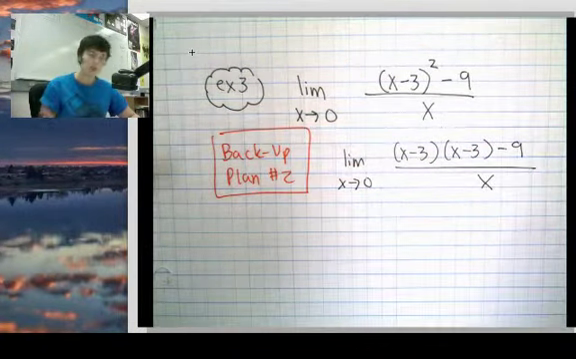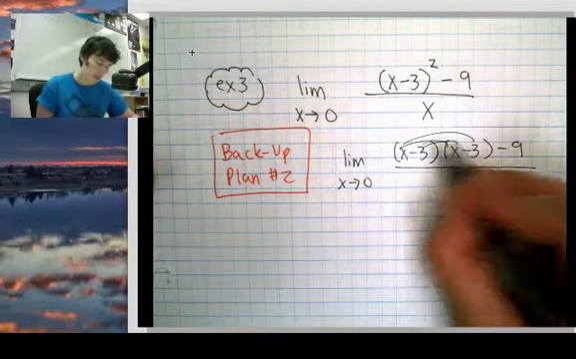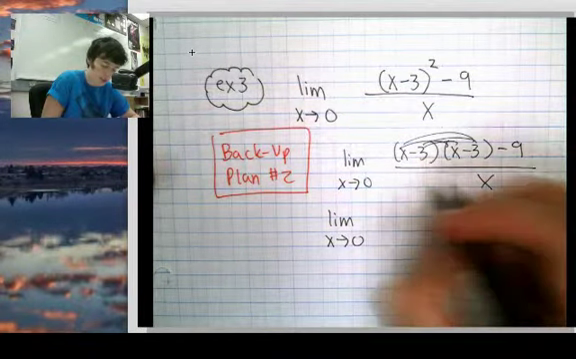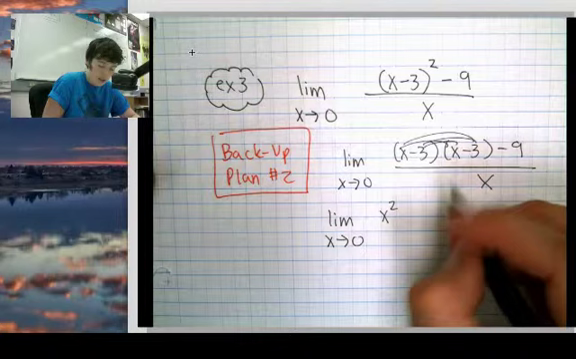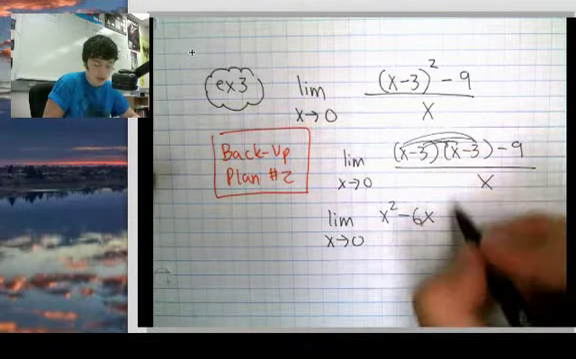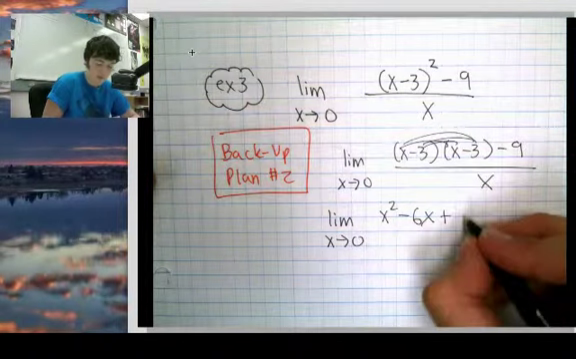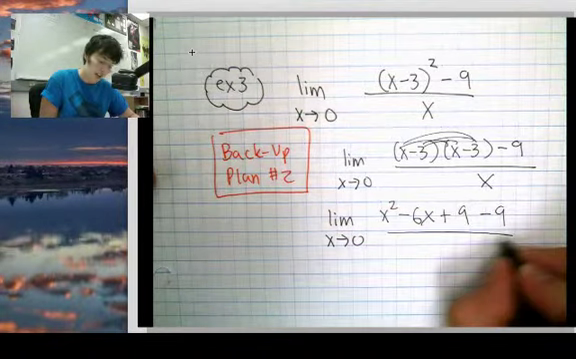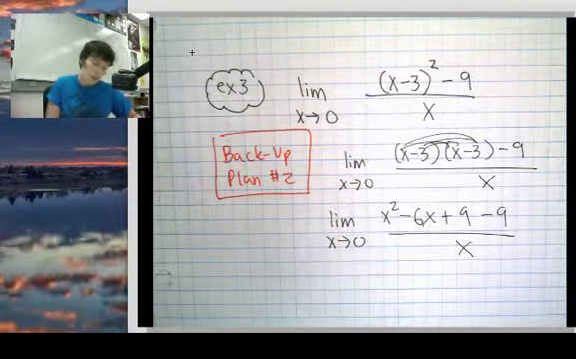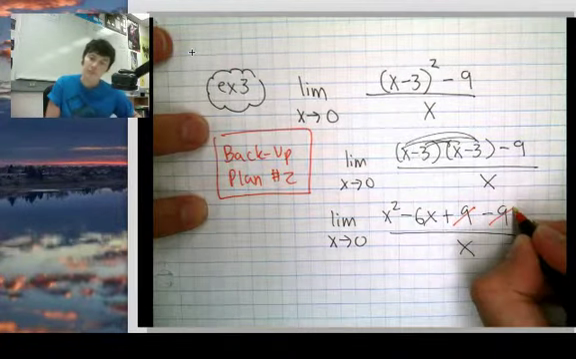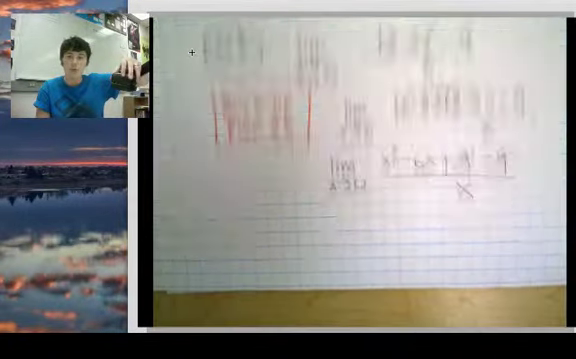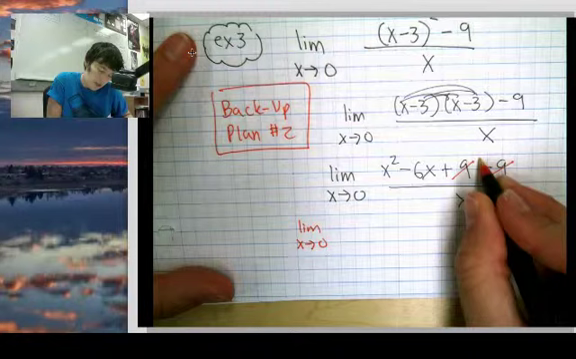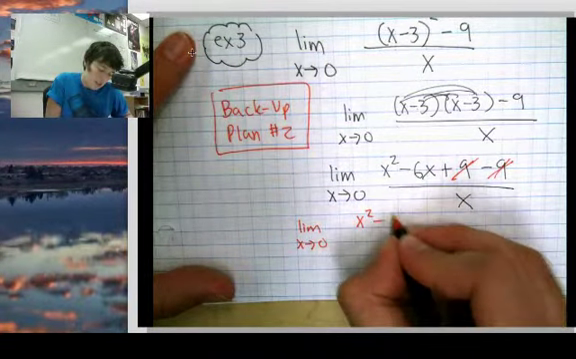So I'm going to do the good old-fashioned FOIL method, multiply all these things out, and I'm going to get the limit as x goes to 0. I'm going to have x times x is x squared, minus 3x, so minus 6x, plus negative times negative is positive, 3 times 3 is 9. So there's my FOILed out answer, and I have a minus 9 off the back end, all over x. And it turns out nice because I have a plus 9 and a minus 9 that cancel. That's good. So in the next step, I'm going to write the limit as x goes to 0. Now I have these canceled, so I have x squared minus 6x all over x.